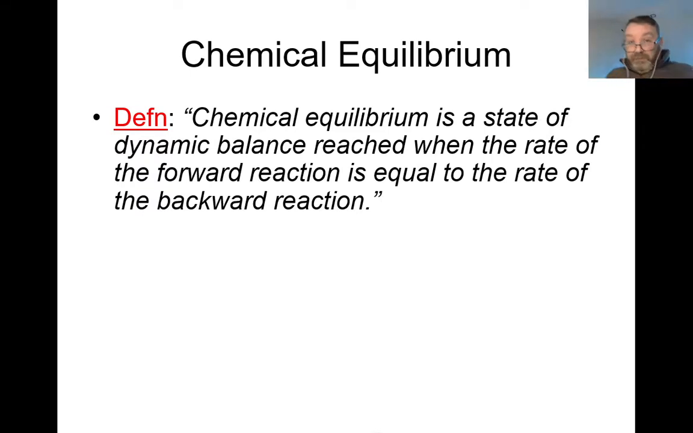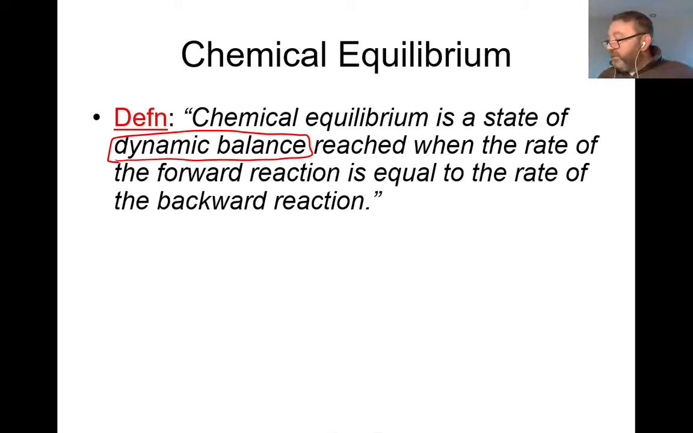So what is the definition of chemical equilibrium? First of all, it is a state of dynamic balance. That's a very important phrase, dynamic balance, because dynamic balance means they're moving. It is a state of dynamic balance where the rate of the forward reaction is the same as the rate of the backward reaction. So it's a state of dynamic balance that is reached when the rate of the forward reaction and the rate of the backward reaction are the same.